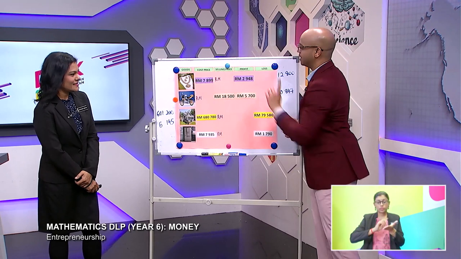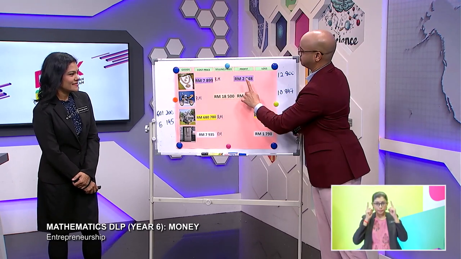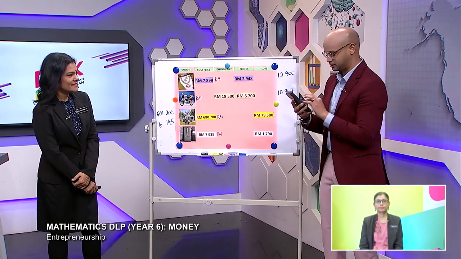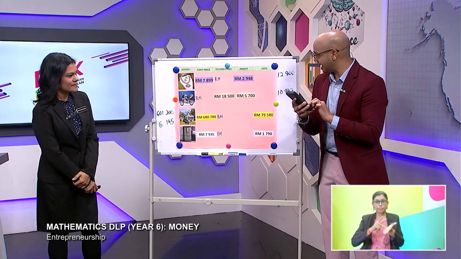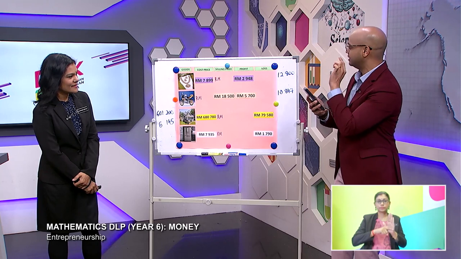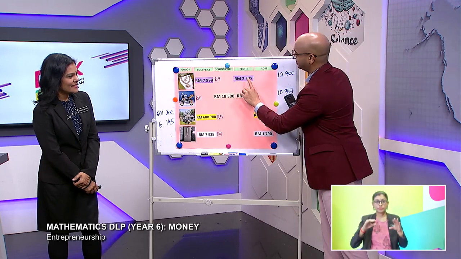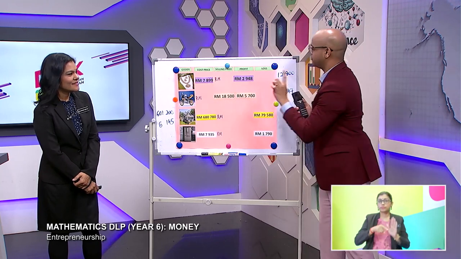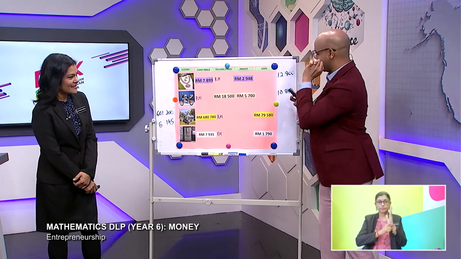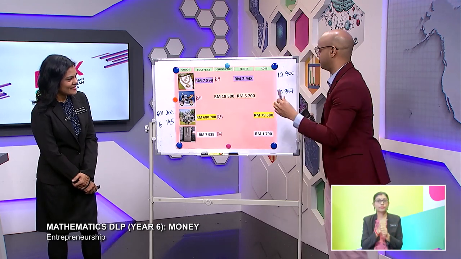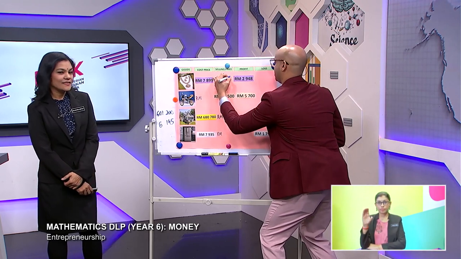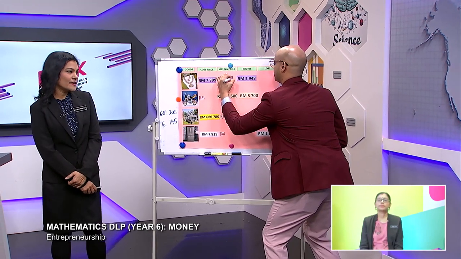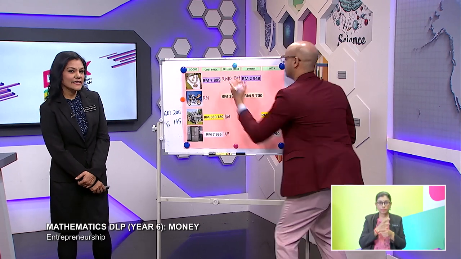So the first one here we have is jewelry. That's the cost price and profit, so I have to fill in the selling price. So cost price, not minus, plus, sorry. Cost price plus profit, I get 10,847 ringgit. Yes, this is correct because the selling price is higher than the cost price.